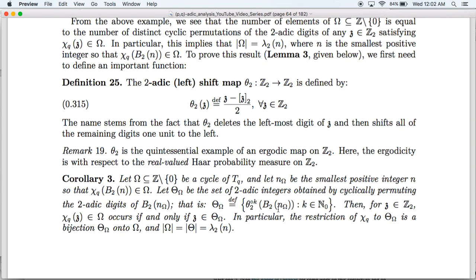Then for z in Z2, chi-q of z is going to be an element of big omega if and only if z is an element of big theta omega. In particular, the restriction of chi-q to this set is a bijection from big theta omega onto big omega, and the number of elements in big theta omega is equal to lambda 2. This should be an n omega, my bad.